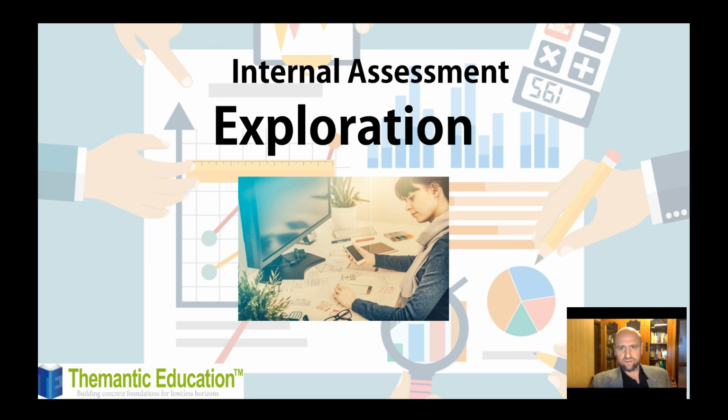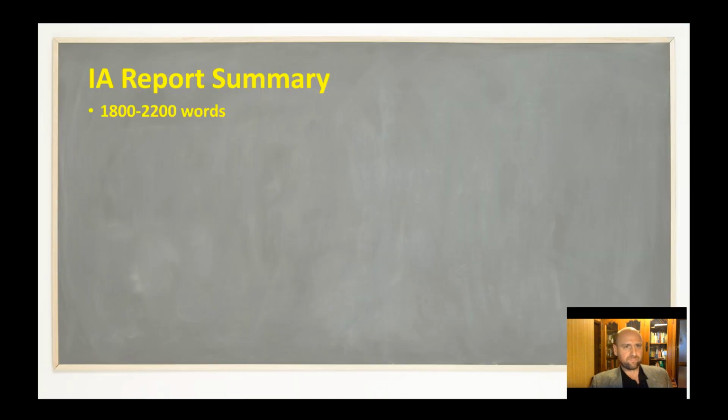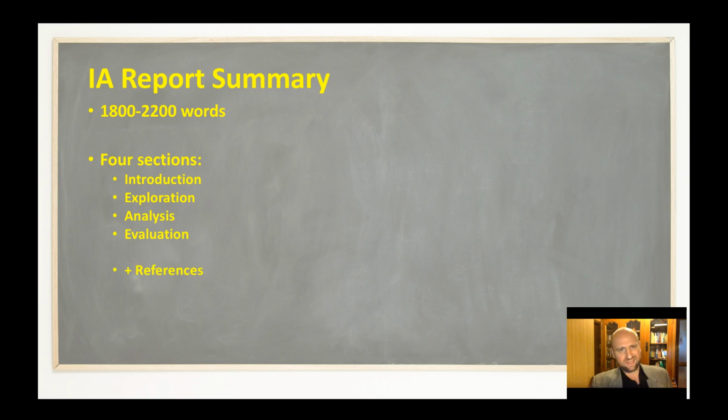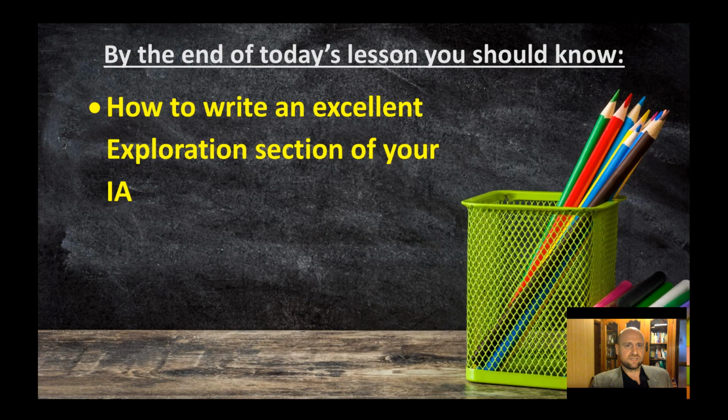So we're assuming here that you've done all your data, you've conducted the experiment, and now you're in the final presentation stages. Just to recap, the IA, the final report, is 1800 to 2200 words, and there are four major sections: the introduction, exploration, analysis, and evaluation. After the evaluation, at the end, you'll also have your references and your appendices, and it's the same for HL and SL. So today we're going to look at the exploration section and what you need to do to score the top marks for that section.